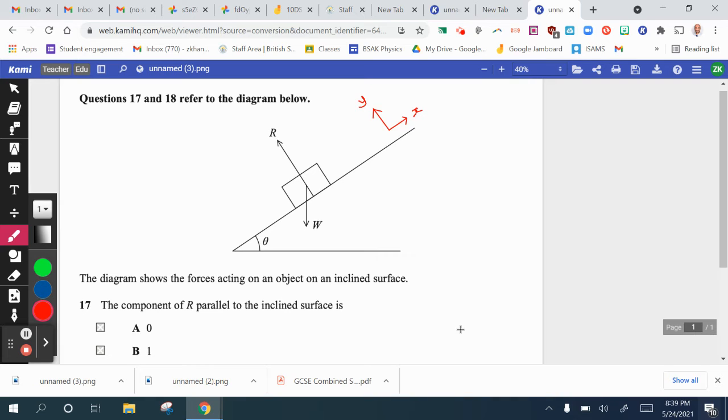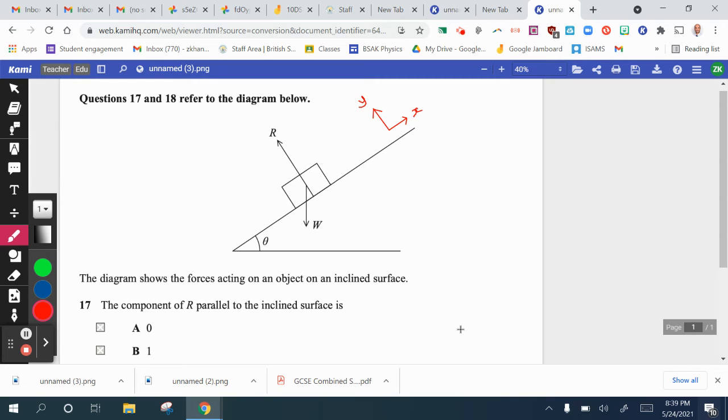Okay, the next question is the component of R parallel to the inclined surface. So there's a couple of ways of looking at this. The reaction force R is always perpendicular to the surface. So the surface is always going to push back on the object at 90 degrees to that surface. So R is always 90 degrees to the surface. Now, if we look again at the parallel part, which is in this direction here, which is the X direction, then that means that R is primarily all along the Y direction.